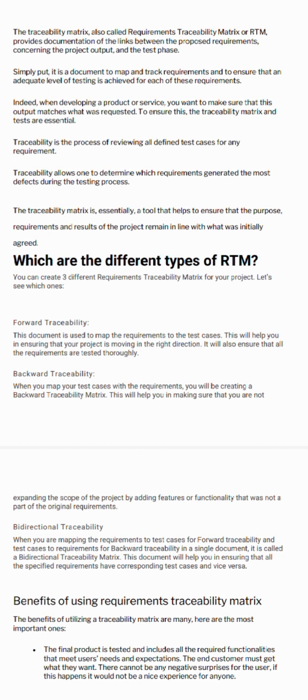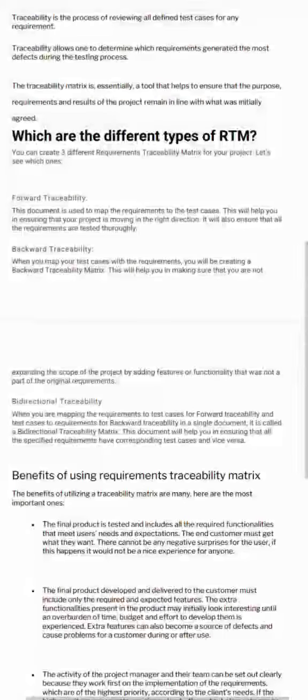Then backward traceability matrix: creating backward traceability helps make sure that you are not expanding the scope of the project by adding features or functionality that was not part of the original requirements. Next one is the bidirectional traceability matrix. It combines requirements to test cases for forward traceability and test cases to requirements for backward traceability in a single document. It's known as bidirectional traceability.